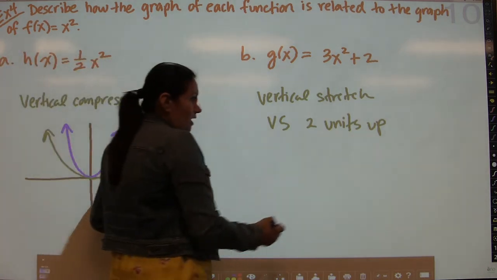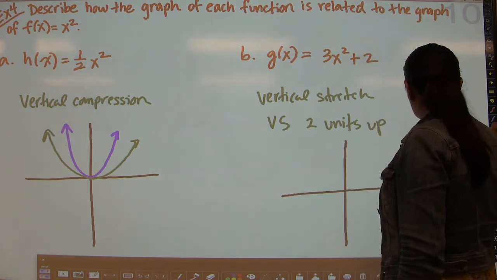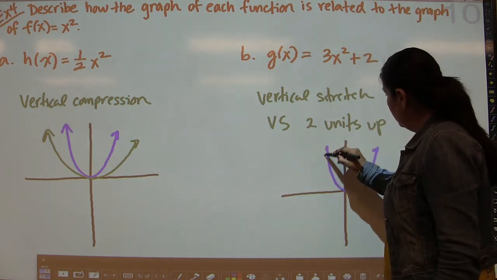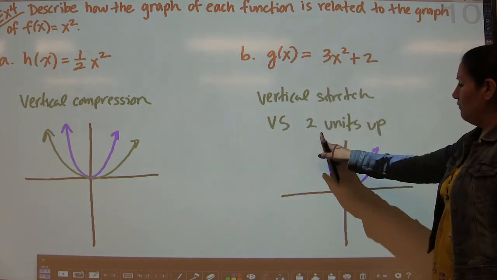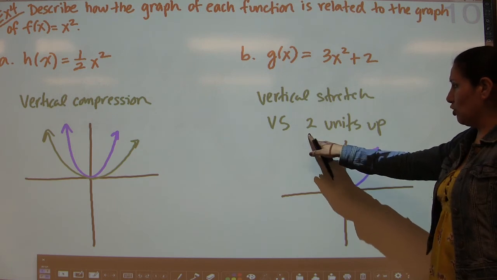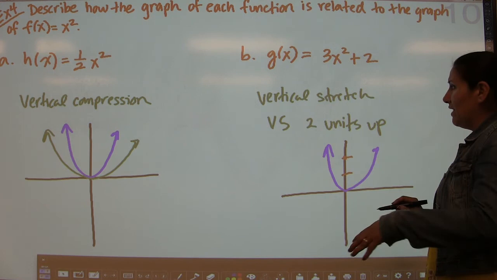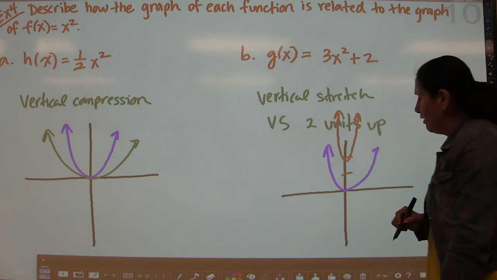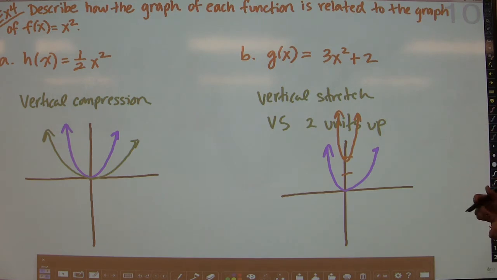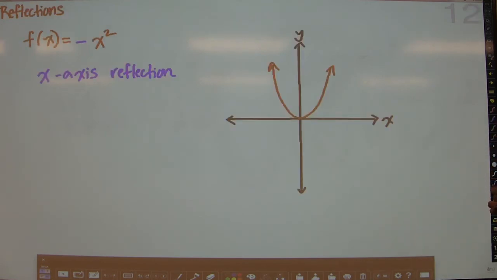In the case of part B, we're going to again start with our parent graph, but we're going to have a vertical stretch of 2 units, vertical shift 2 units up, so we're going to be 2 units up, and on top of that, you're going to be a lot narrower, so you're going to have something that is a little tighter like that, tighter against the y-axis. Alrighty, so now we want you to try these little guys, and then we will go to our reflections.